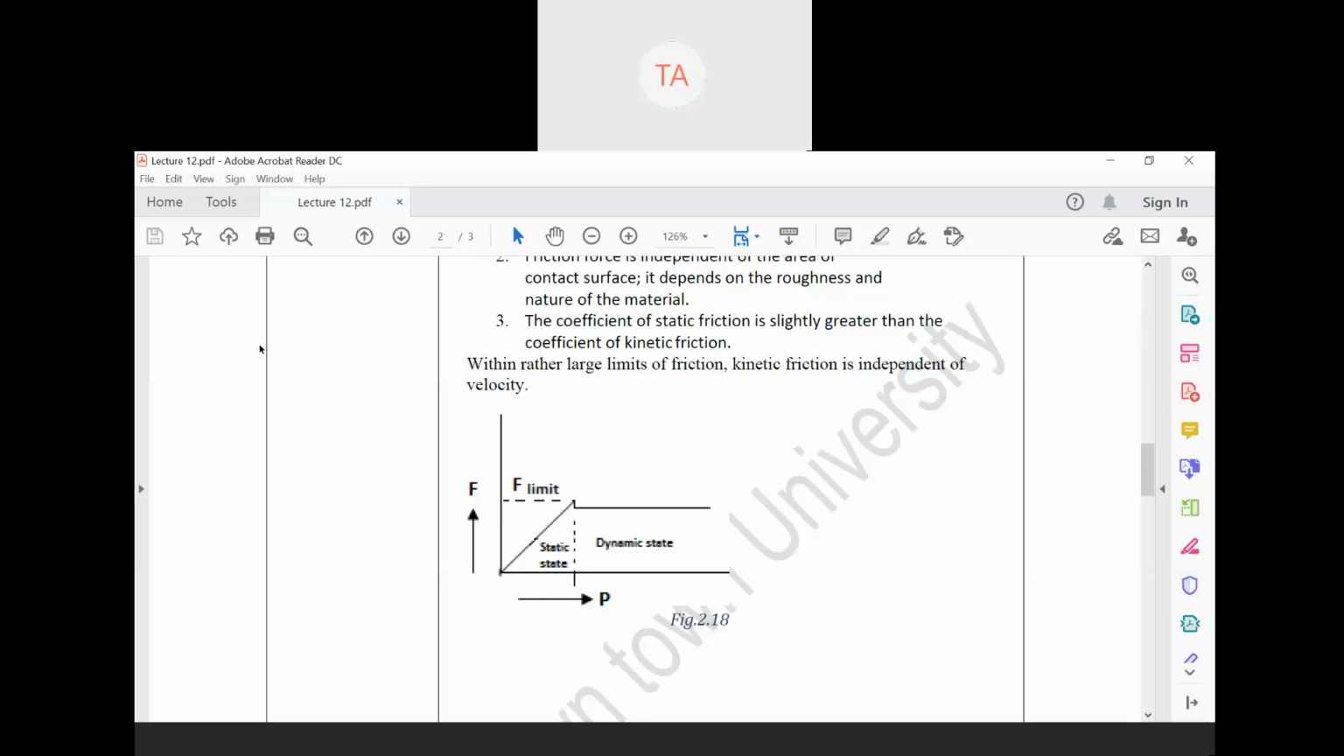So in the graph, if you see, this is a graph between your frictional force and the applied force. Up to a certain extent, the frictional force is directly proportional to the applied force. But eventually, when you apply more and more force, this graph becomes constant. Okay, so remember this thing.